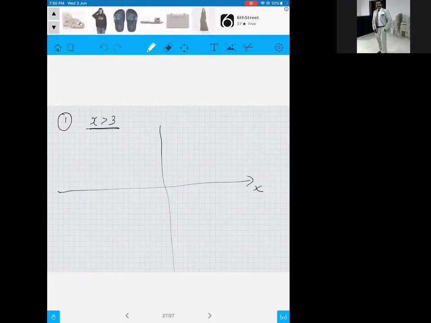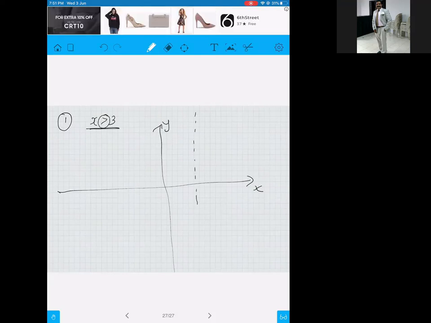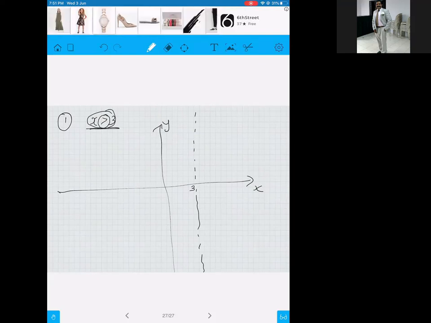So this is our x-axis, this is our y-axis. x equals 3 is a vertical line, but it contains a greater than sign, so we have to draw a dotted line. And x greater than 3: in which area is x greater than 3? So this is 3, correct? x greater than 3 means this region.